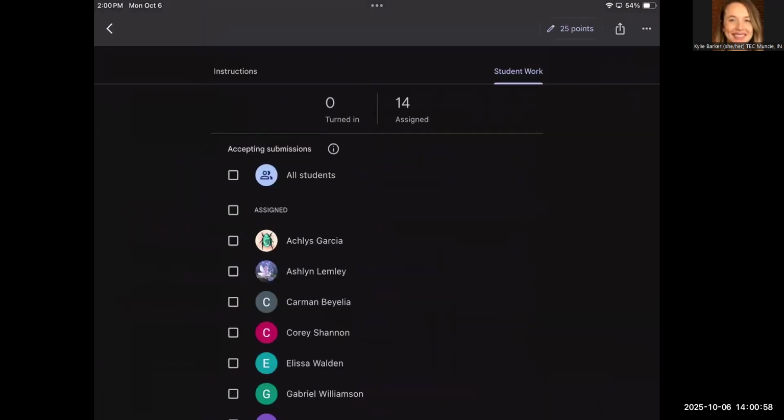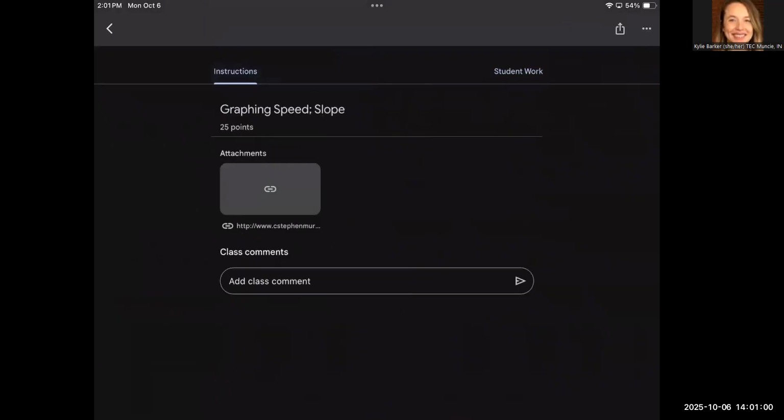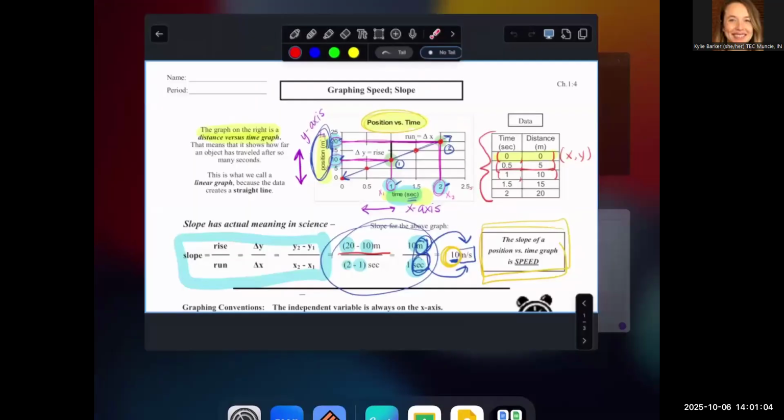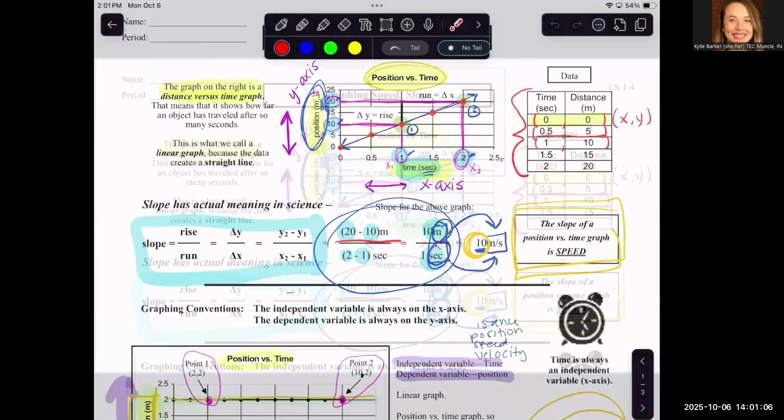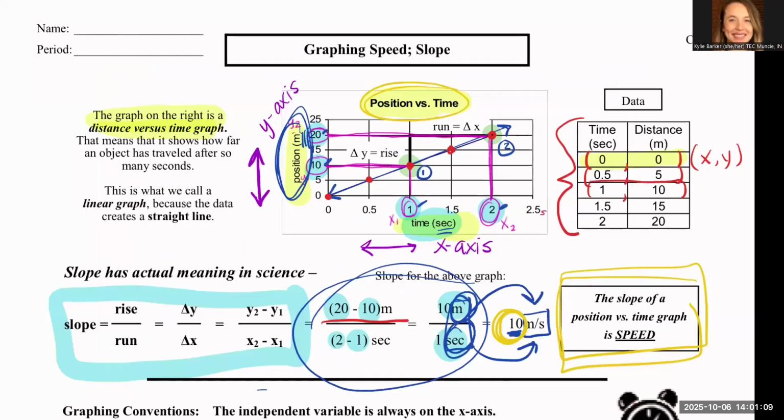Yesterday, we actually finished up this graphing speed and slope assignment. Sometimes this takes a minute to load, so I have it over here. This is what it looked like if you were in class on Monday, October 5th. We completed this. If you did not, go back and do this first. It's going to be helpful for the assignment that we're doing today.